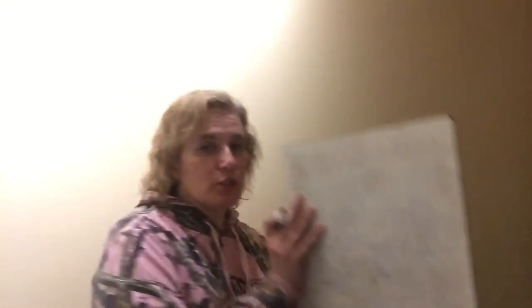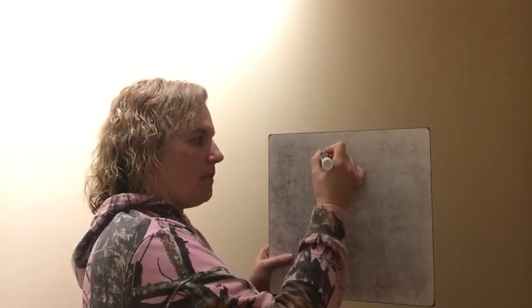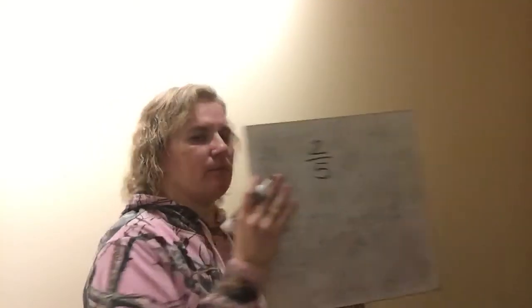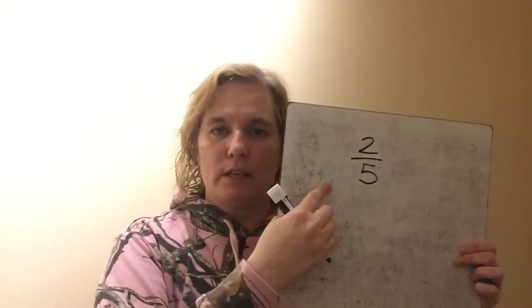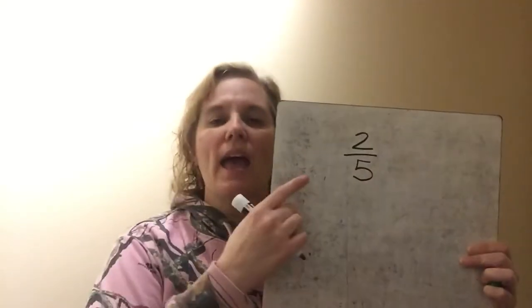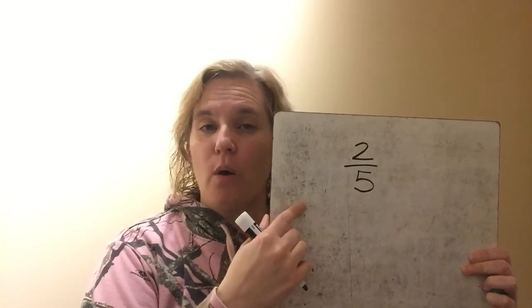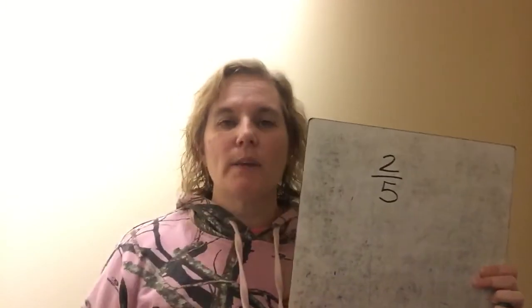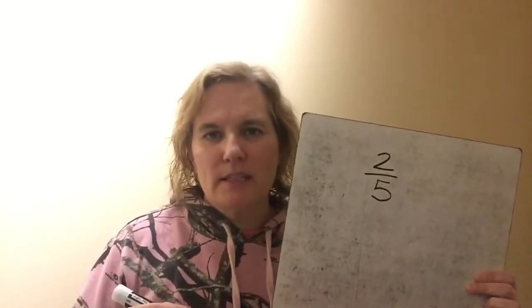A fraction has two parts. You've got your top number and your bottom number. Your bottom number is called the denominator. The denominator. And it's how many pieces are in the whole thing. The top part, the numerator, is how many pieces something is being done to.